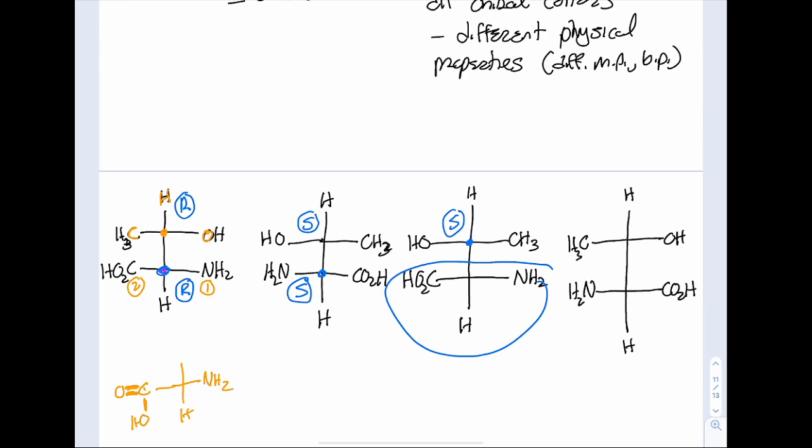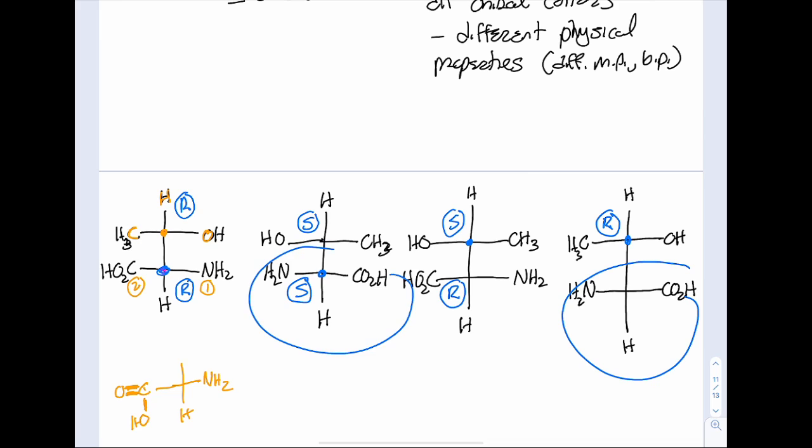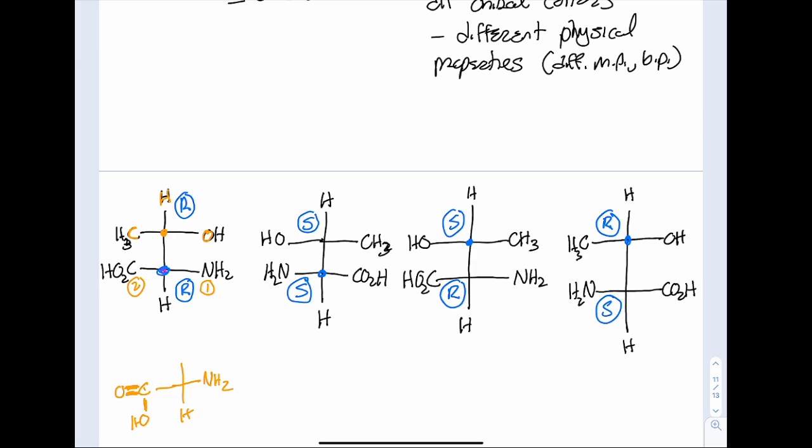This one is the same as this one. So that's going to be R. And then this top chiral center on my last molecule is the same as the first one. So R. This is the same as this. So S. Again, if you're not confident that you did the first one correctly, I would definitely check a couple of them, because if that first one is wrong, they're all wrong now.